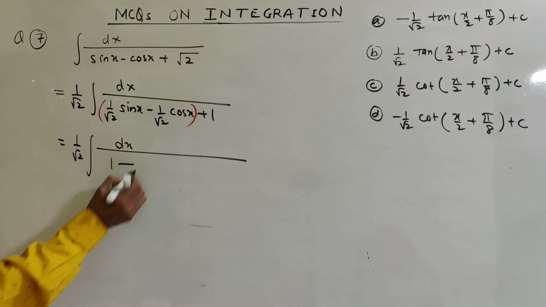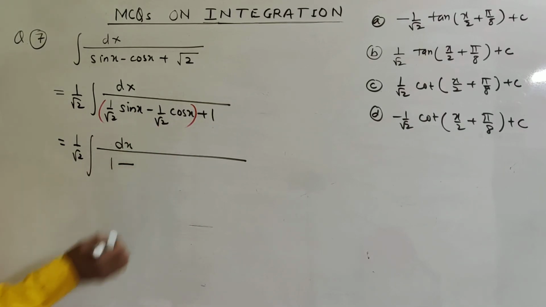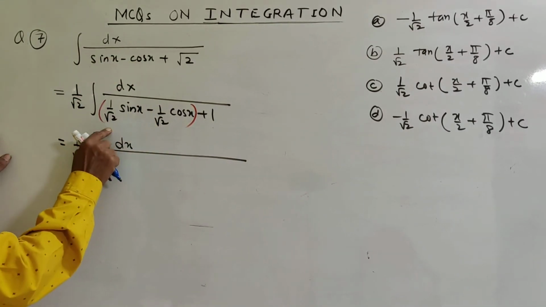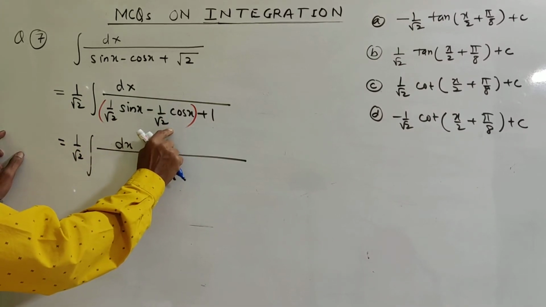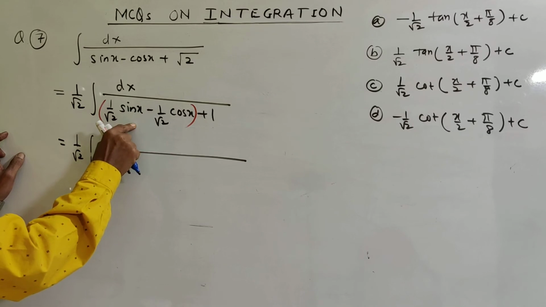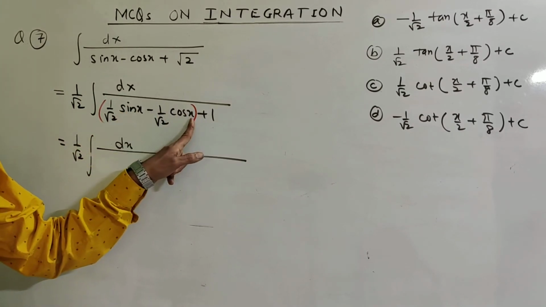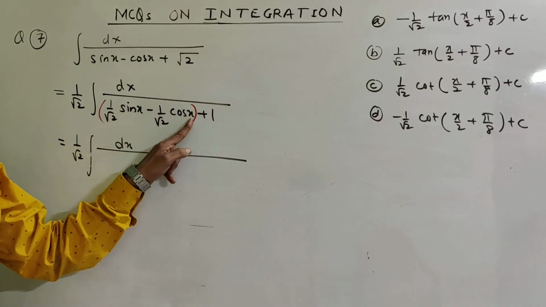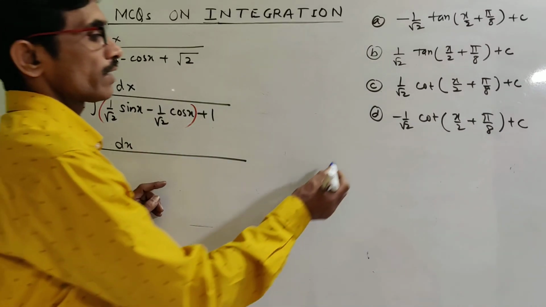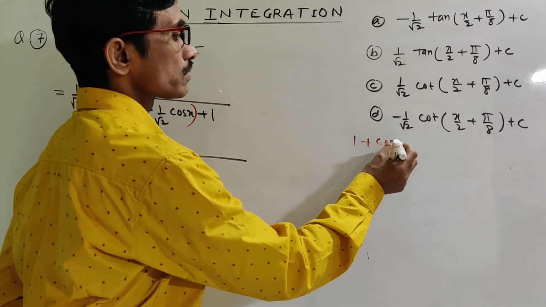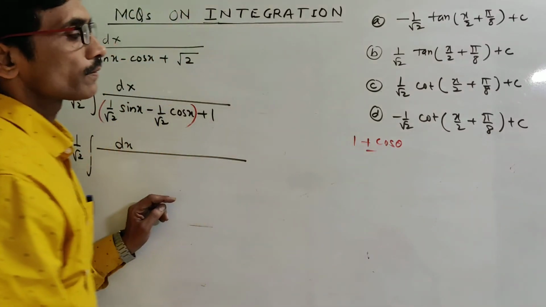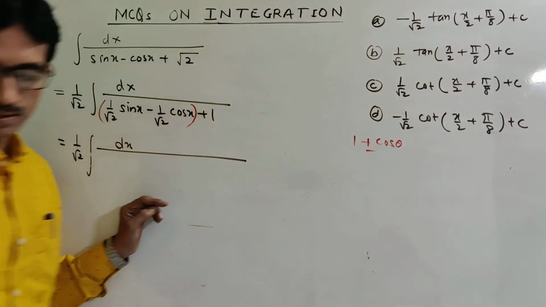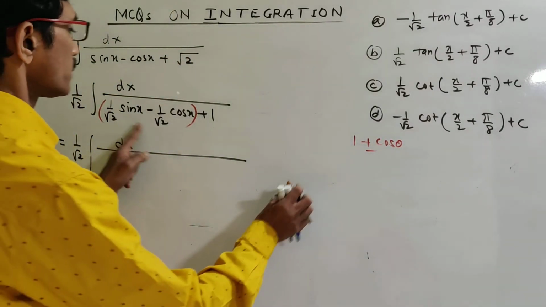1 minus, here instead of that, 1 by root 2 sin x and minus 1 by root 2 cos x. So either we write it as cos of pi by 4 plus x or sin of pi by 4 minus x, sin of x minus pi by 4. But we are having this formula for 1 plus cos theta or 1 minus cos theta, so we can express it. But for 1 plus sin theta and 1 minus sin theta, we don't have that result. So for that we express it in cos.